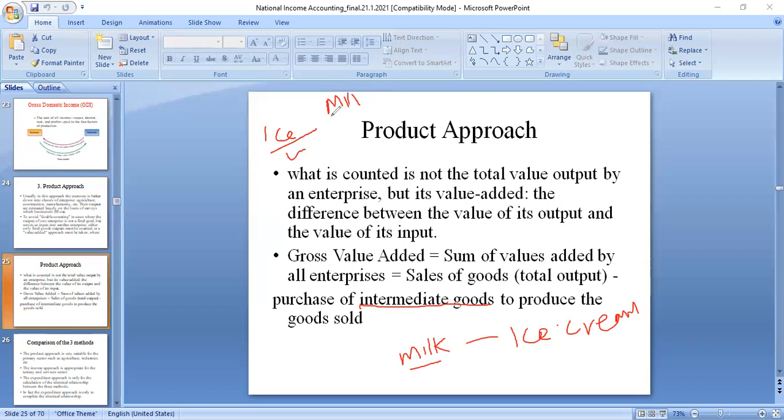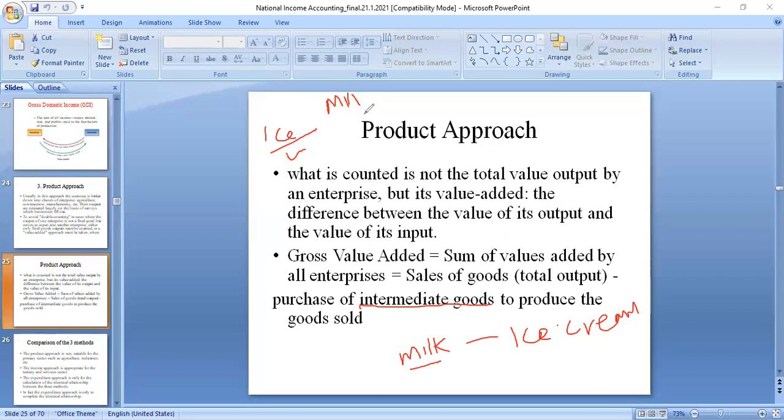Why? Because you use milk as a raw material to process ice cream. So if you count the monetary value for milk and the monetary value for ice cream, that will be double counting, because milk is an input in the production process to produce ice cream. So the best thing to do is only to count the final value of ice cream.